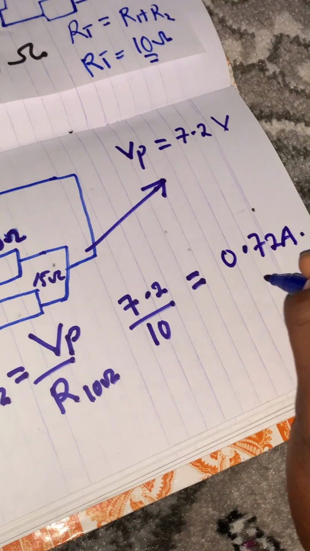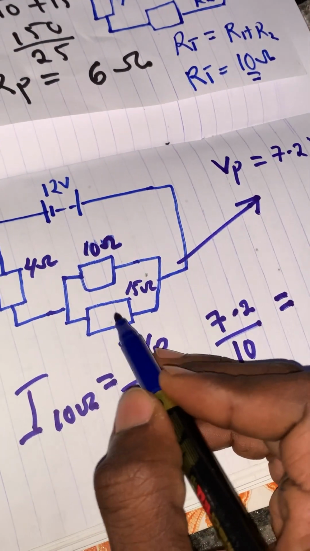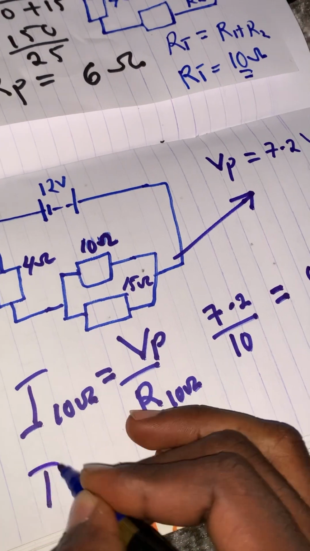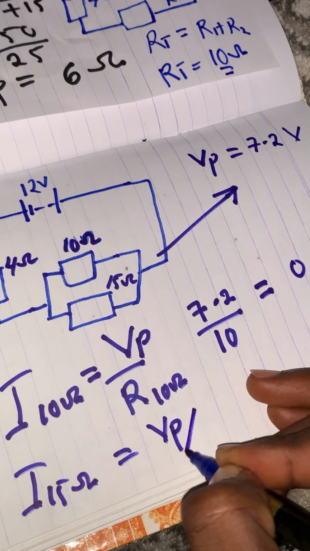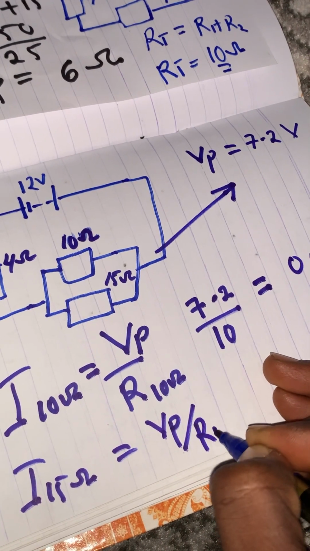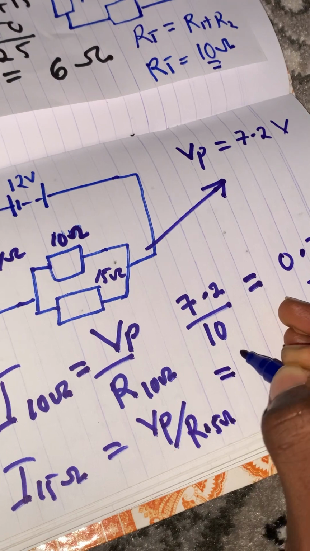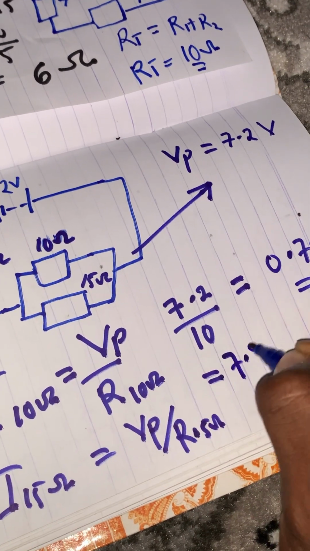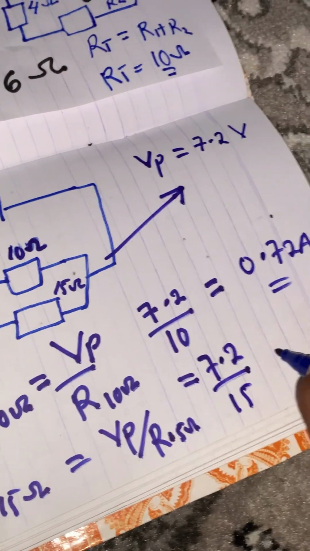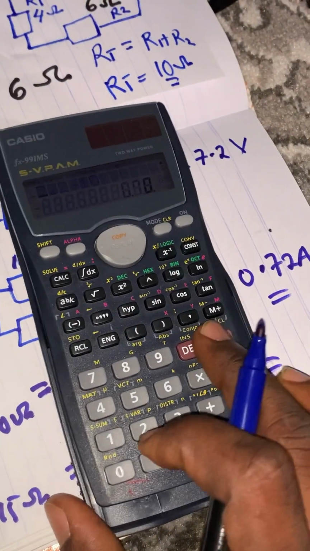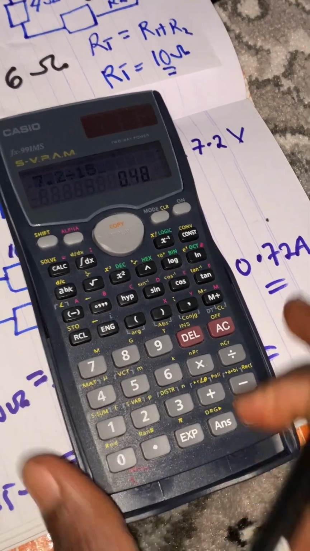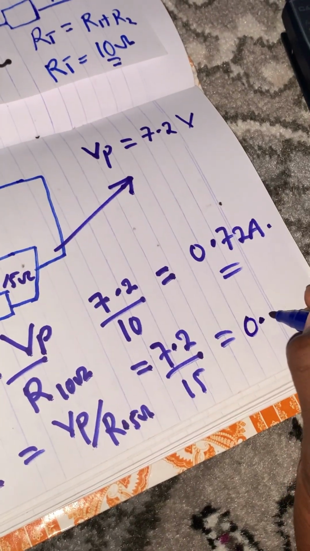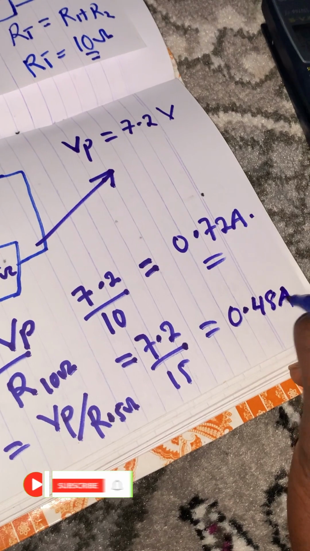Now the current through the 15 ohm resistor would be I under 15 ohm equals V parallel divided by R under 15 ohm, and this would exactly be 7.2 divided by 15, and this will give us the value of 0.48 ampere.